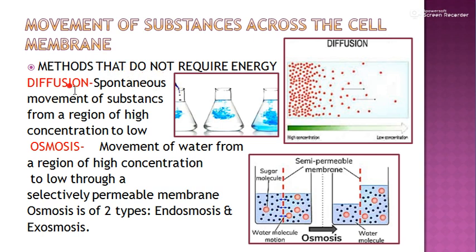The very first is diffusion. Spontaneous movement of substance from a region of high concentration to low. That means when the particles move from high concentration towards low concentration, this movement is known as diffusion. So some particles across the cell membrane will pass through the process of diffusion.